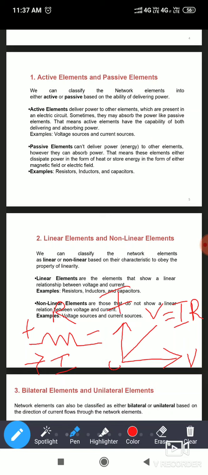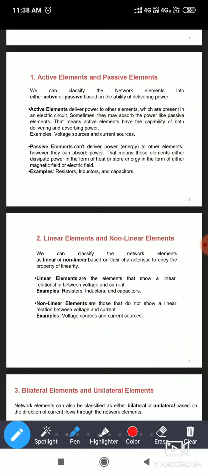That will be the linear, and this will be called the origin of the graph. So if you are plotting the relationship of voltage and current across that particular element, if it is linear, that is a straight line passing through the origin, then that element is called a linear element. Do you understand? It is applicable for a resistor, an inductor, as well as a capacitor.